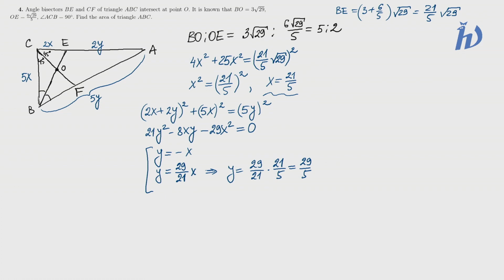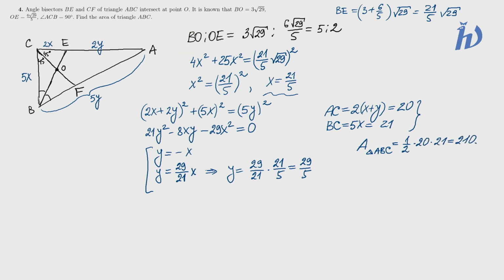And now, knowing the values of the legs of the triangle, so knowing BC and AC, we can easily find the area of our triangle. That is, AC is 2x plus y, and as far as I understand it is 20. BC is 5x, it is 21, and consequently the area of triangle ABC is 1/2 times 20 times 21, and it is 210. And our problem is solved, and we can proceed with the next one.